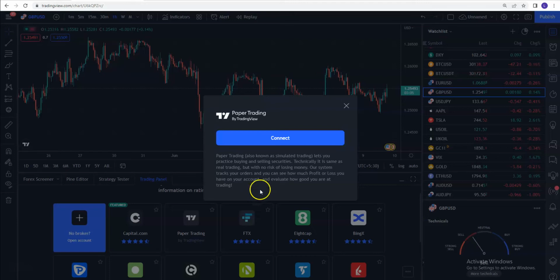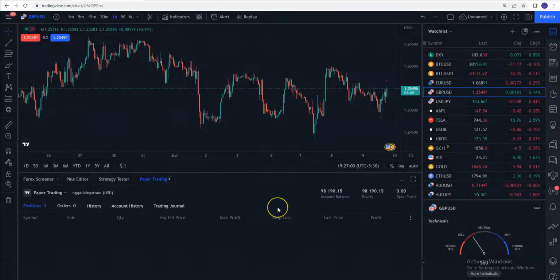Now this will happen after you have registered with TradingView. If you have not registered with TradingView, it is impossible for you to trade with paper trading. Paper trading, well, they will give you an amount of $100,000 per account. Now, $100,000 for an account. So, as you can see, there is my account.